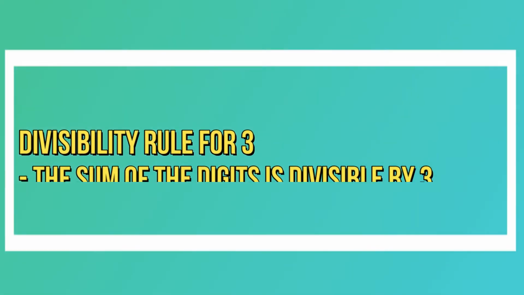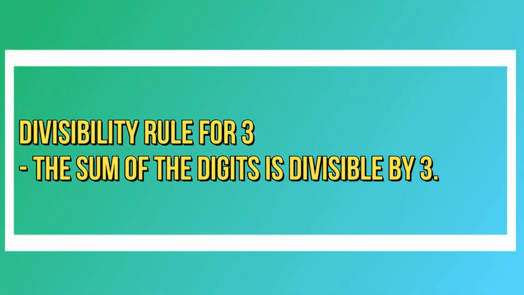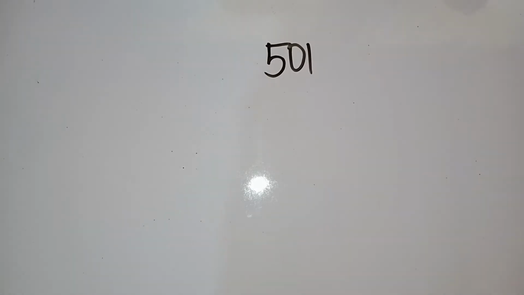First, we are going to discuss the divisibility rule for 3, or how we are going to determine that a certain number is divisible by 3. In order to determine that a certain number is divisible by 3, all you have to do is add all the digits of that number, and if the sum is divisible by 3, then that number is also divisible by 3.